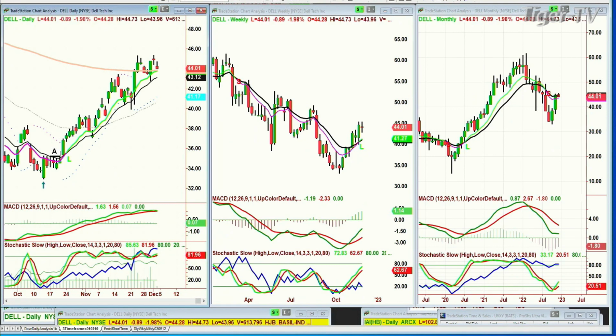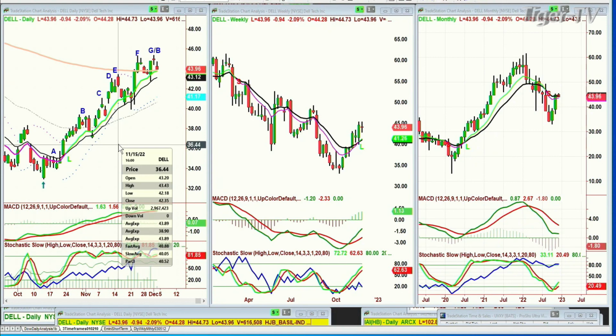Let me just type this in: A, B, C, D, E. Oh, it's funny, it's got almost the same characteristic. F, and then the question is, is this a G or an alternate count G/B? So I'm going to put the alternate count G/B, but I am going to say to you, look at the way the 200 period moving average is so important. It went under it. That was on the 15th of November.